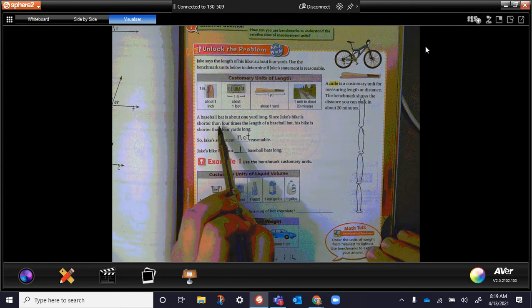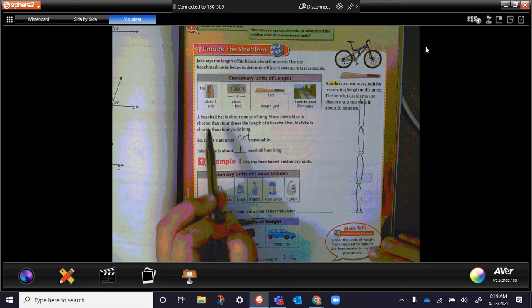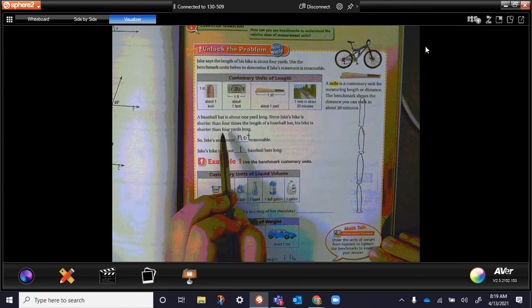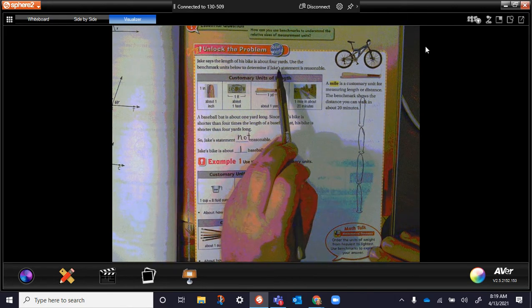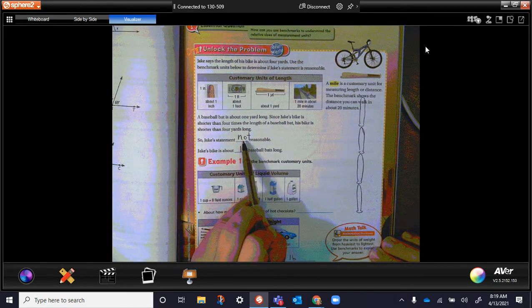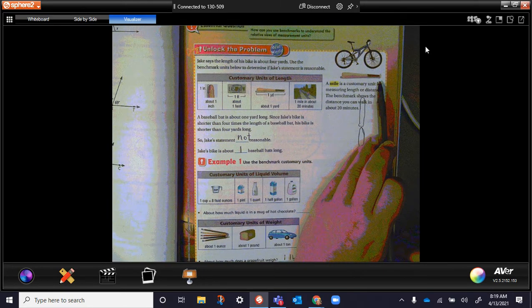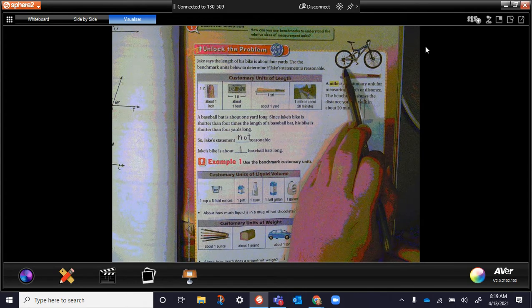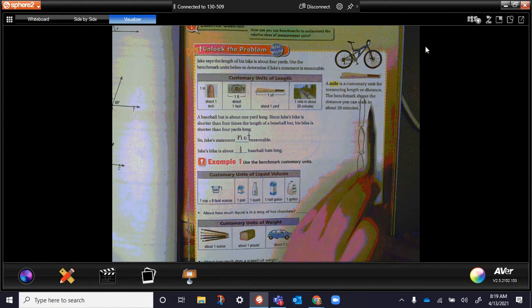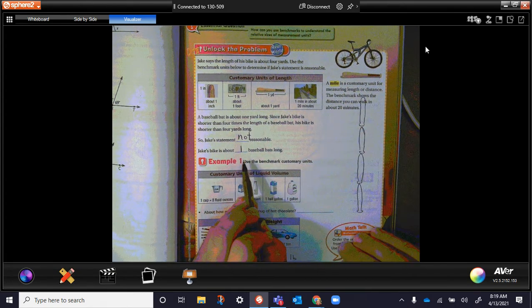So here we said we've got Jake, and he was saying that his bat is 4 yards. We said that that was not reasonable because one bat is about 1 yard, and that's almost taking up the whole length of his bike. So we said that it was just about 1 bat long.